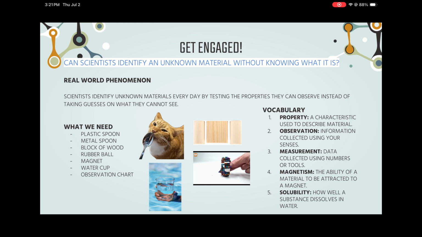During this investigation, it is very important to remember these scientific words. The vocabulary words are: property, which is a characteristic of a material; observation, which is information we gather using our senses; measurement, which is data collected with tools or numbers; magnetism, which is the ability to attract a magnet or be attracted by a magnet; and solubility, which describes how well something dissolves in water.